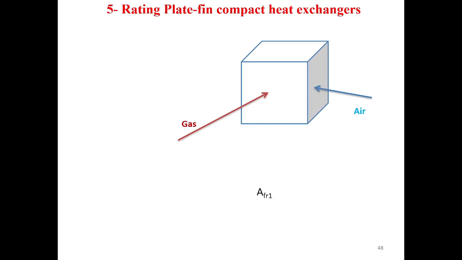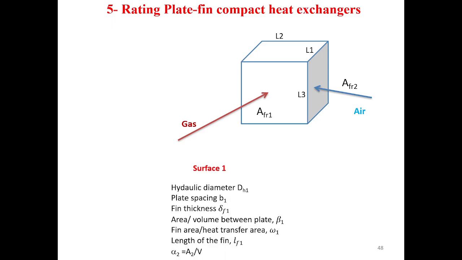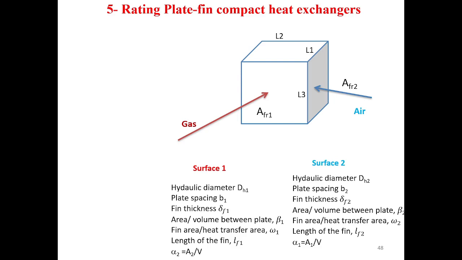Also given the dimensions, so you can get the frontal area for side 1 and the frontal area for side 2. All the dimensions of the heat exchanger are given, and from Kays and London you can find all the data for that surface, like for example the hydraulic diameter, the plate spacing, the fin thickness, beta 1, omega 1, and also you can calculate alpha 2. The same thing for surface 2, all the data are given to you. We are thinking about a problem similar to the following.